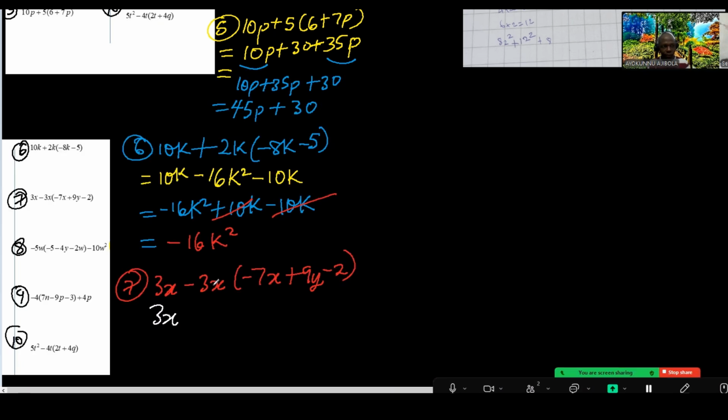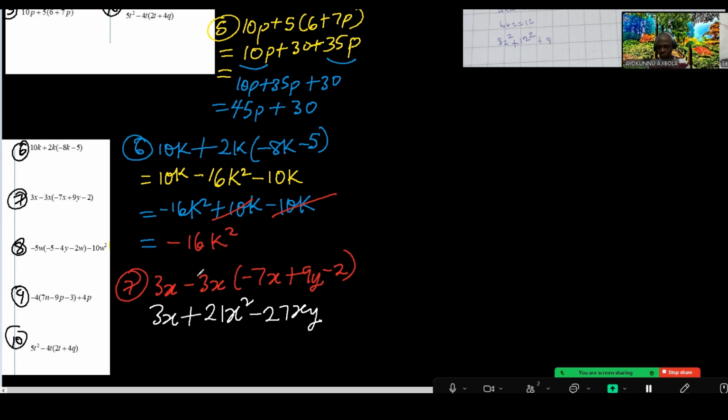Okay. So, negative times negative is positive, then 3 times 7 is 21, the next times x is x squared. That's the first one here. Now to the second one. Negative times positive is negative. 3 times 9 is 27, and x times y is xy.